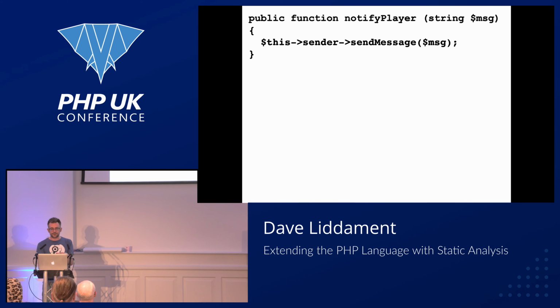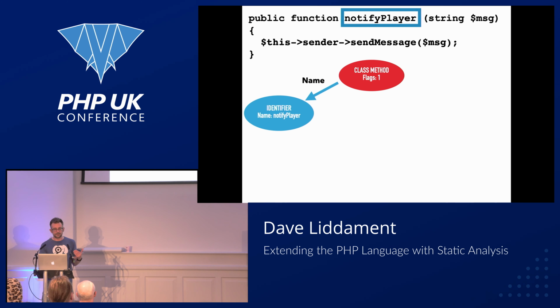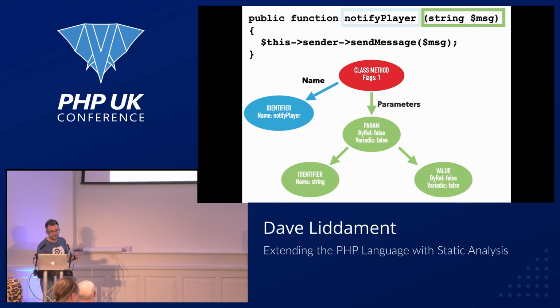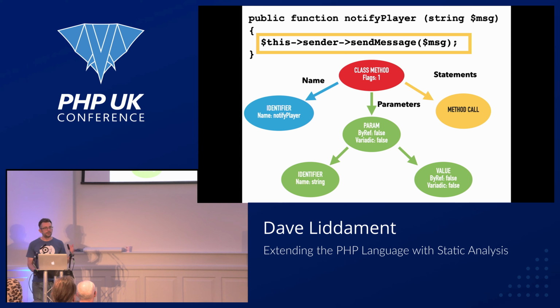Now, if we look at the notifyPlayer method, we've got a class method. That in itself has a name property, and again, that's an identifier, and the identifier has a property which is notifyPlayer. We've got some parameters. In this case, we've just got a single parameter, which is string, and then internally, this has just one statement, which is a method call.